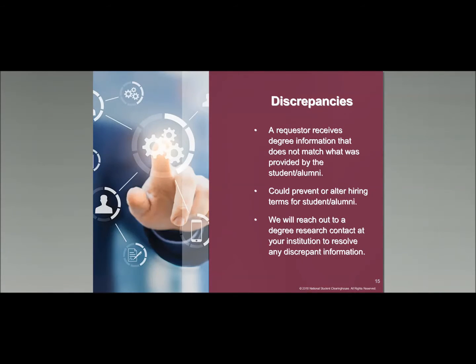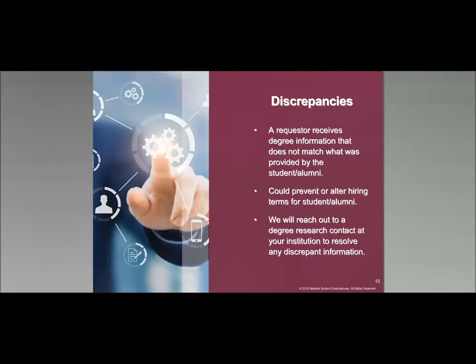Now that we've reviewed the process of answering verifications and how the results are given, we want to take a look at the second half of our topic, which would be discrepancies, and what we'll do throughout that process. So a discrepancy is any conflicting information between what's being supplied by your school and what the student or alumni has provided to that requester. In some cases, these discrepancies can alter the hiring terms for students and alumni because a requester can deem that they may have misrepresented information.